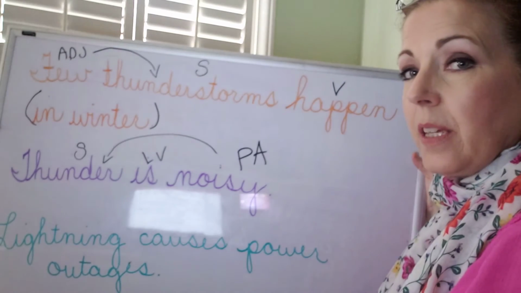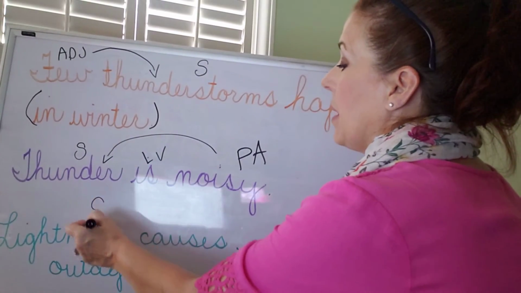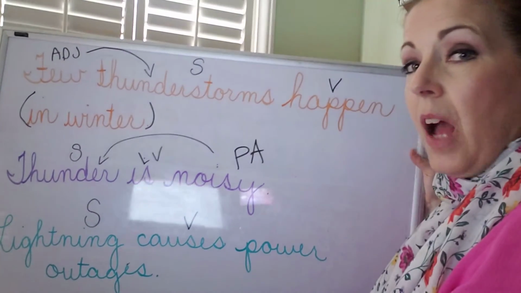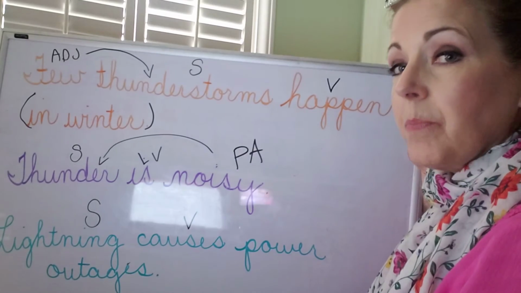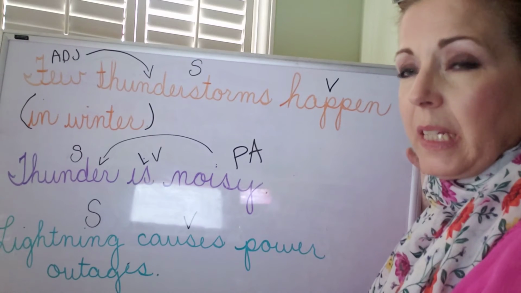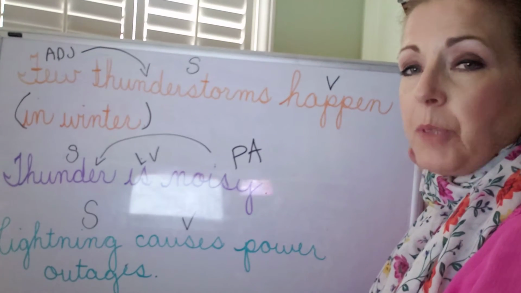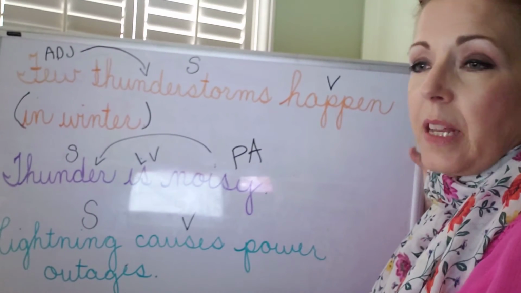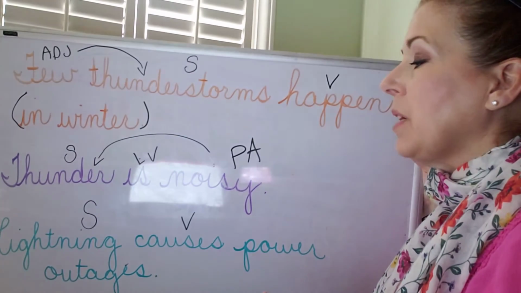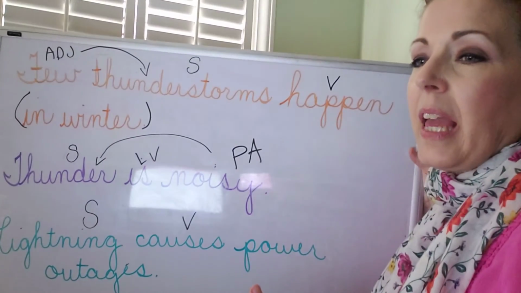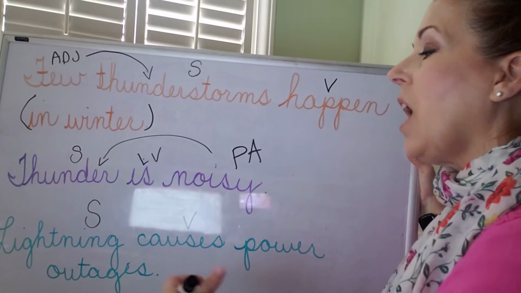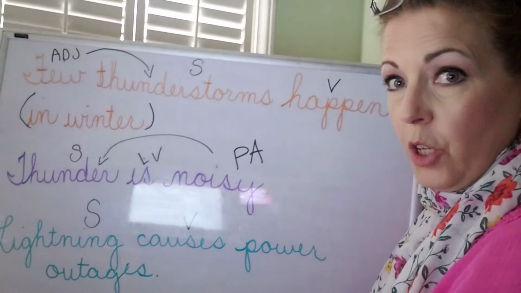What is our subject? Lightning. What is our verb? Causes. Now this is not a linking verb. This is an action verb. And when we have an action verb, sometimes we need to be on the lookout for a direct object. Remember, a direct object is a noun or pronoun that receives the action of the verb. So we would use the verb and then say what or whom. Our verb is causes, so we would say causes what or causes whom.